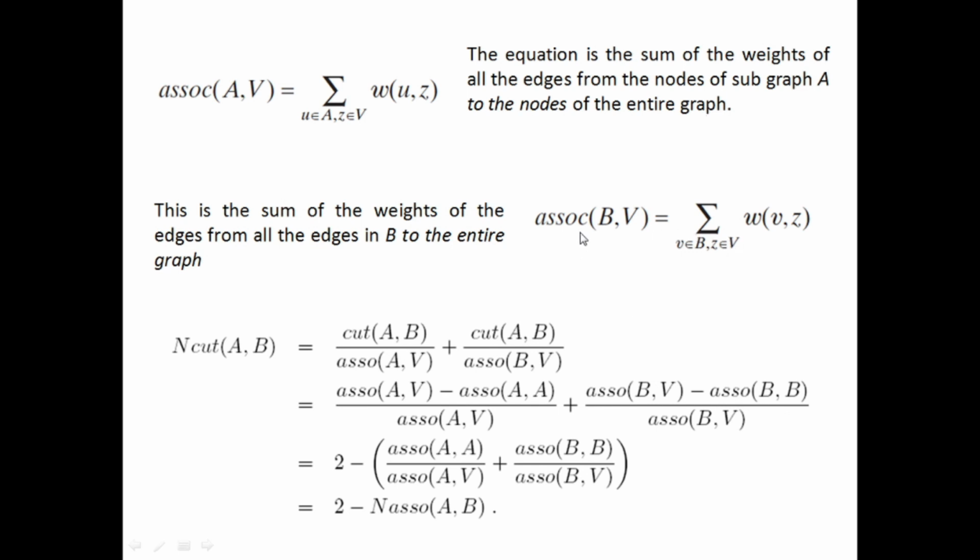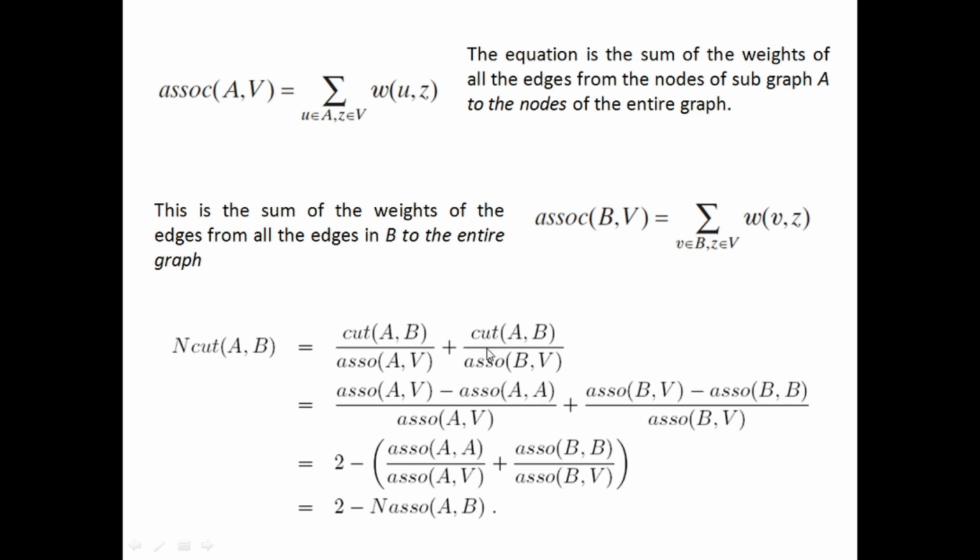And similarly association of B comma B equals sigma V belongs to B, Z belongs to V. How we have analyzed the equation, in the similar manner you need to analyze the same equation here. So Z belongs to V and weight of V comma Z. So this is nothing but the sum of weights of the edges from all the nodes in B to the entire graph. Now finally I need to find out n cut of A comma B.